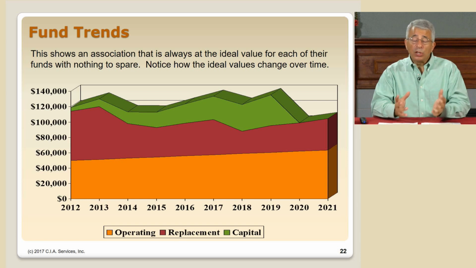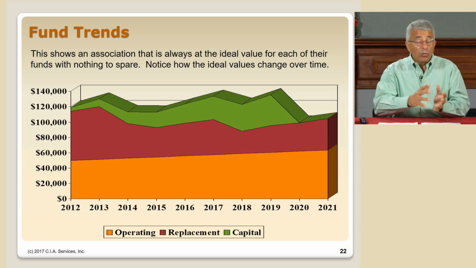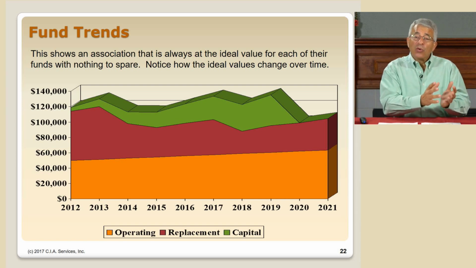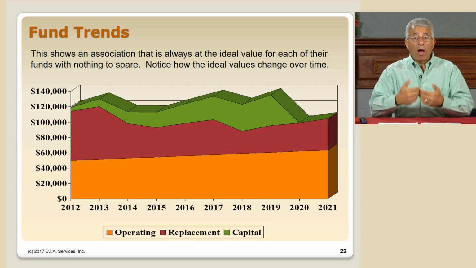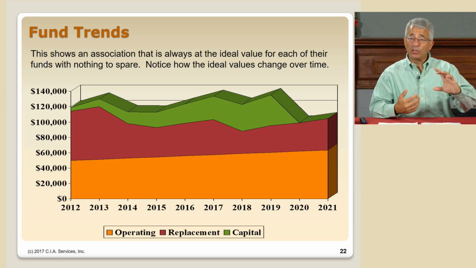Well, that all has to do with why we have a replacement fund. When things are old, we need a lot of money. When everything's new, we need less money. So each time we spend money, the ideal value drops because we got something that was old and we changed it into something that was new.